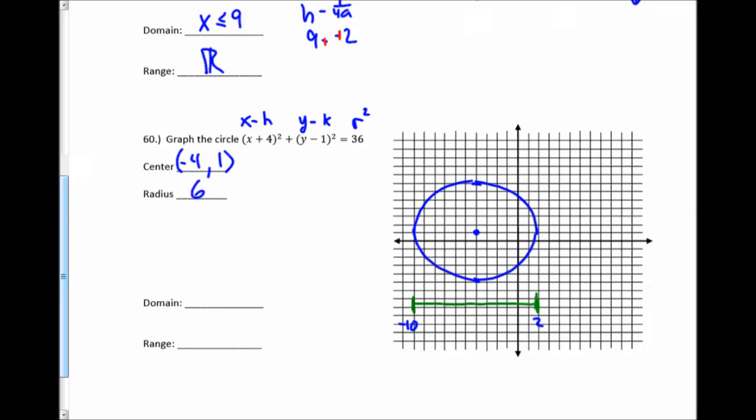And so an easy way to write that would be to say that negative 10 is less than or equal to x, less than or equal to 2. And I can just express that in terms of a compound inequality, or we could use interval notation. That would be fine also.